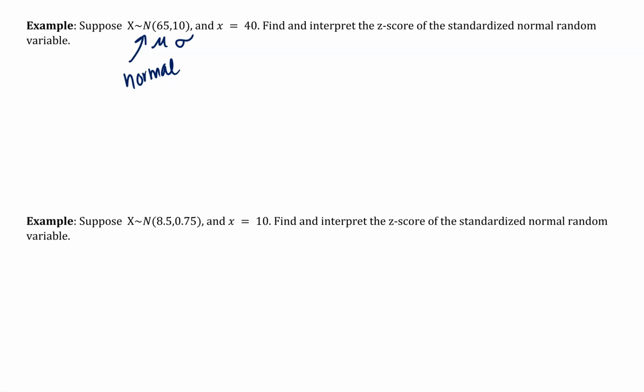So the way that we read that is x is normal 65, 10, where the first number is the mean and the second number is the standard deviation. And x is 40. Find and interpret the z-score of the standardized random normal variable.